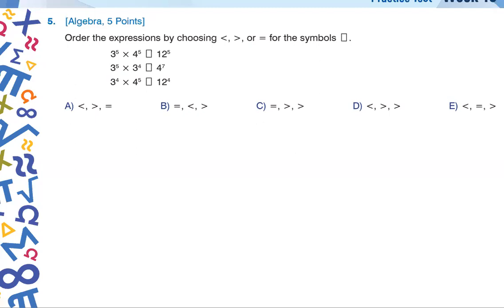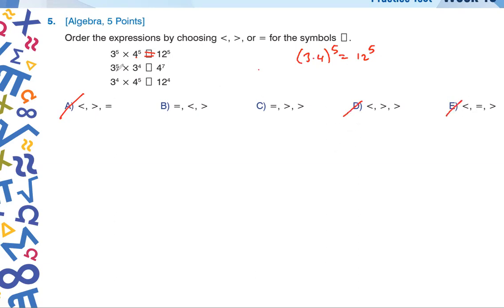Okay, so here we have number 5. We want to see which one is bigger or equal to each other based on the given expression. So just use the properties of the exponent. We have 3 to the 5th and 4 to the 5th. When you have the same exponent, we may multiply the bases, which is 3 times 4. So I can write (3 times 4) to the 5th power, which is 12 to the 5th power. And on the right side, we also have 12 to the 5th, so they have to be equal to each other. So that means this is not okay, this is not okay, and this is not okay either.